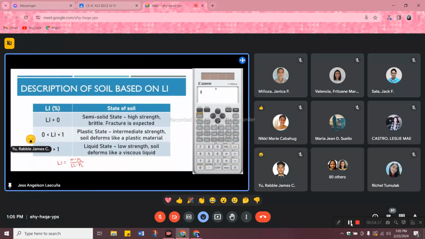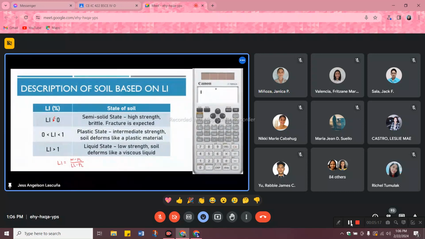So, using the LI of the soil, we can predict its state. So for LI, greater than zero. No, this should be less than zero. Okay, this should be less than zero. Meaning negative yung LI. So those are semi-solids. Tama. So that should be LI lesser than zero. So mga negative values nga liquidity index.